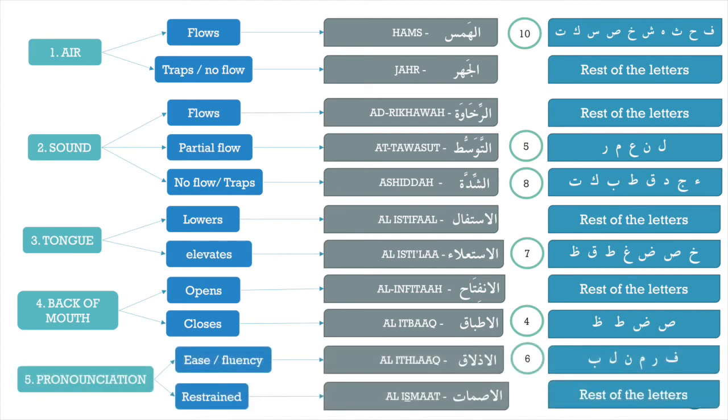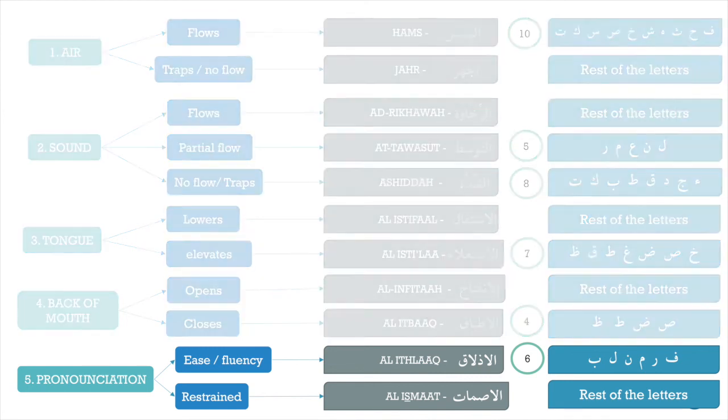And in this lesson, we covered pronunciation. When the pronunciation is easy or fluent, we call it al-idlaq. And there are 6 letters that fall in this category: fir min lub or lemon baraf, another easy way to remember these letters. Or the pronunciation is restrained, which is known as Al-Ismat, and the rest of the letters fall into this category.